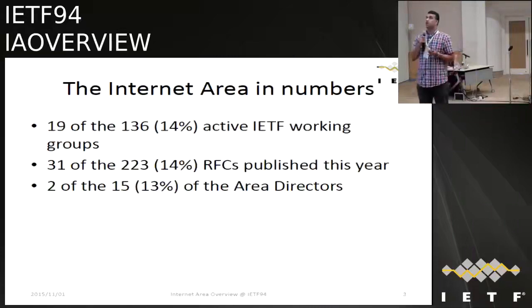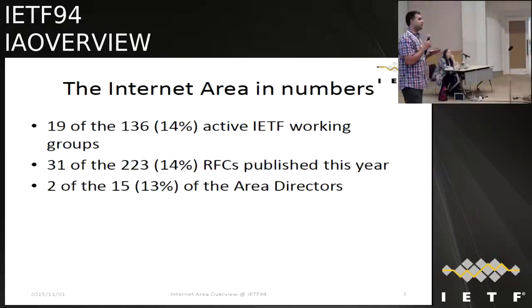Next slide. The Internet Area is one of the 7 areas in the IETF. If you look at the numbers, they look very much like 1/7. We have about 14% of the documents that are getting published, about 14% of the ADs almost, and the working groups as well, around 1/7 of everything. So we're pulling our weight in the IETF.